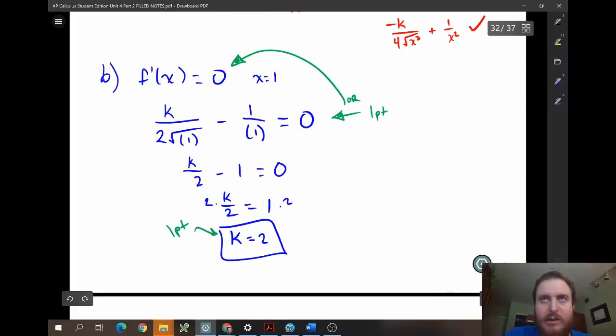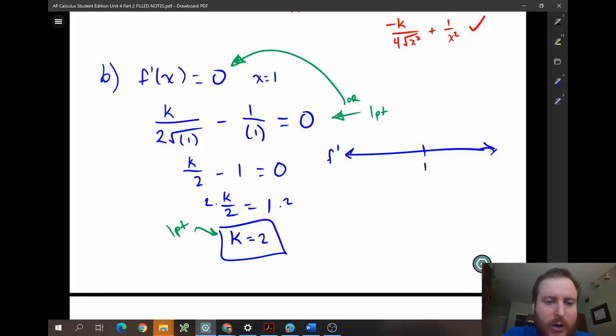Now, because it asks us, is this a maximum, minimum, or neither, we're going to go in and make our number line. So we're going to have f prime. We're going to put in for 1, right? Not for k equals 2, because x equals 1 is our critical point. We were just solving for k, so now we know what the equation is.